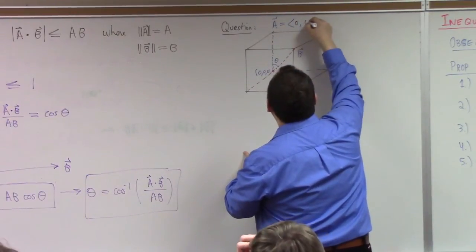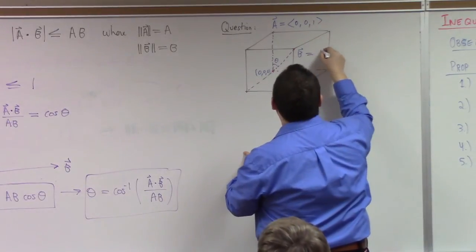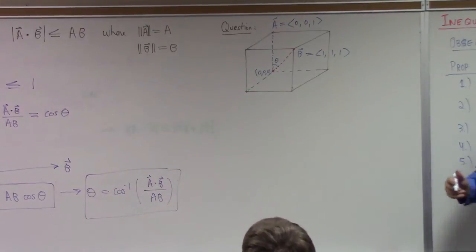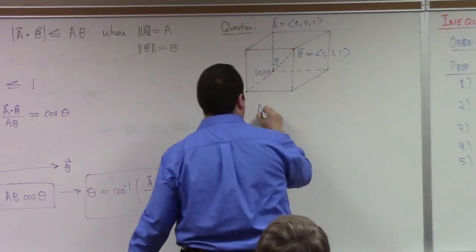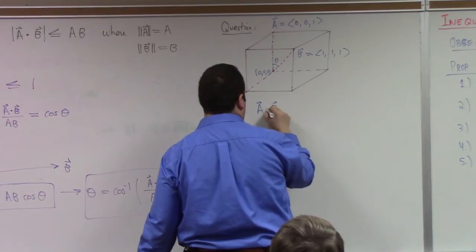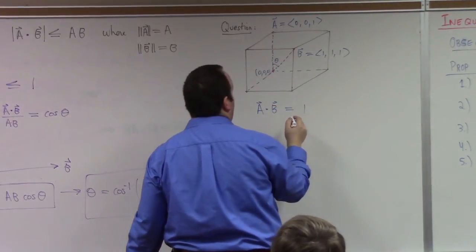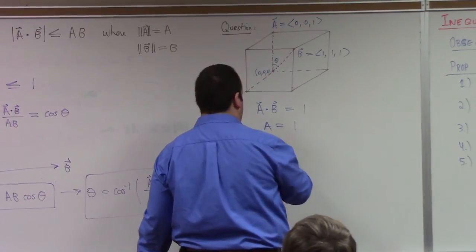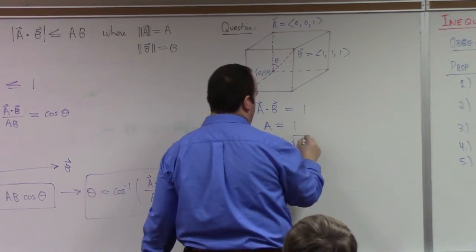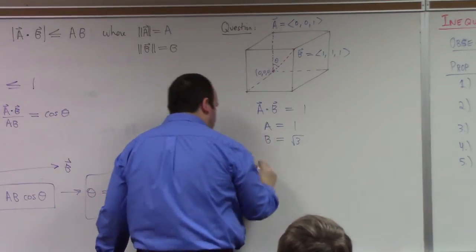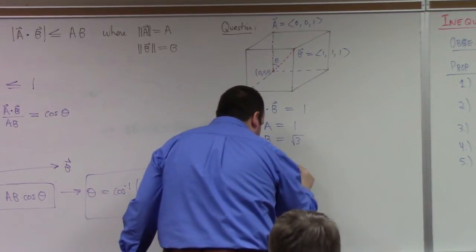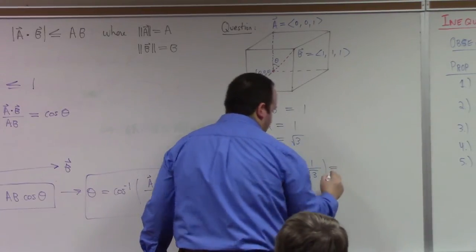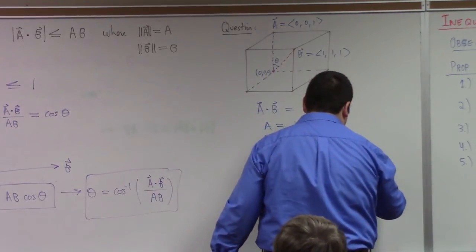So A is 0, 0, 1. B, on the other hand, is 1, 1, 1 if we use the unit cube. The dot product is just 1. So A dot B is 1, and the magnitude of A is 1. The magnitude of B is root 3. So this theta should be inverse cosine of 1 over root 3, which is about 54.1 degrees, give or take.